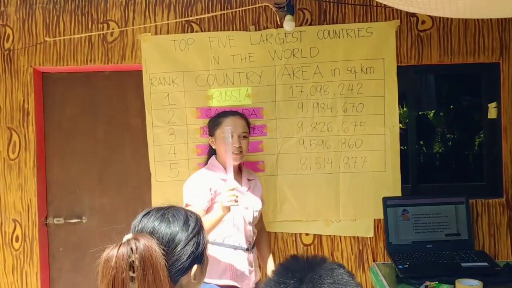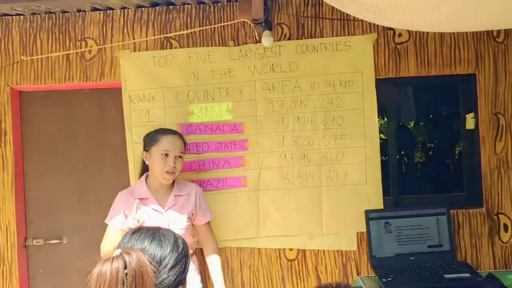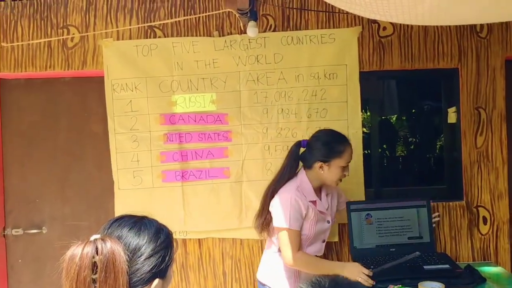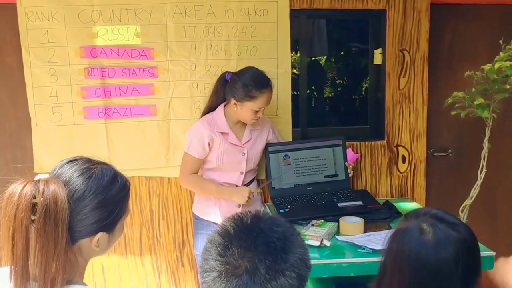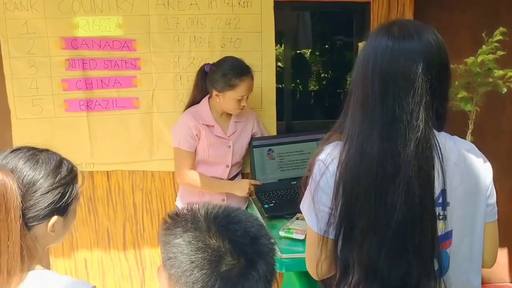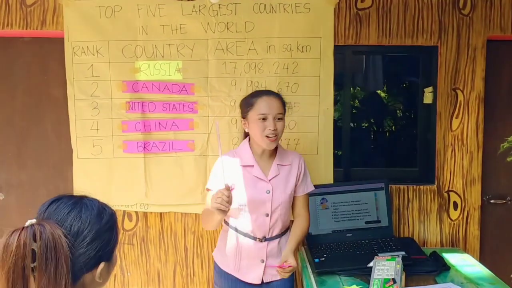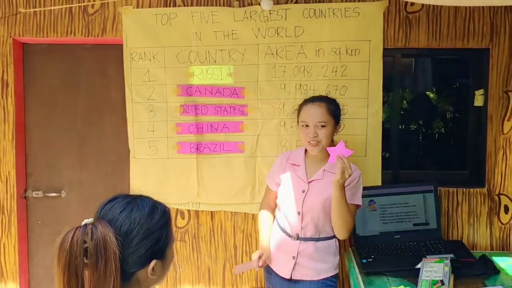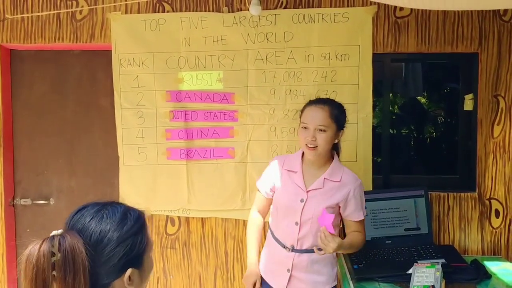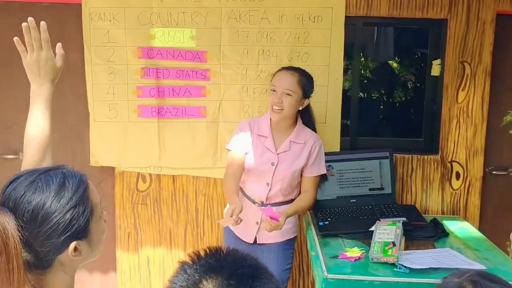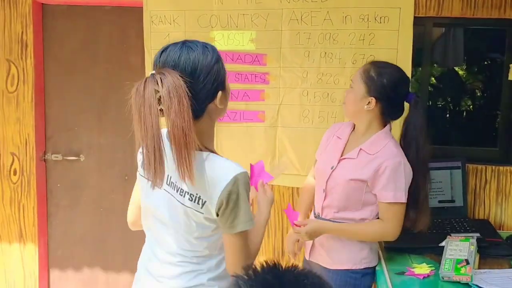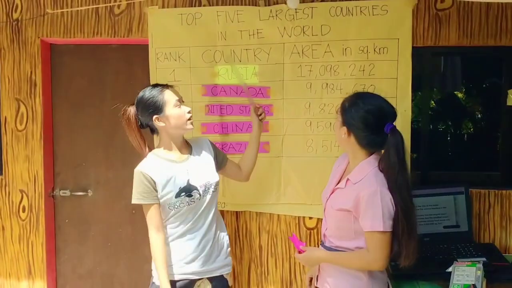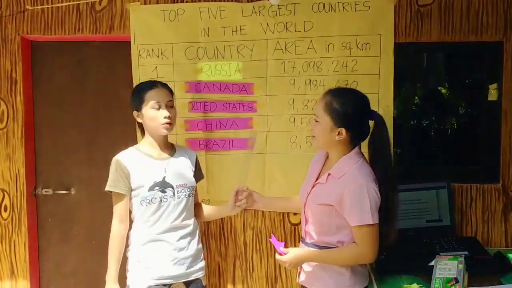Yes, ma'am. And now, let's proceed to our question number 2. Can you read, Baby Jean? What are the column headers in the table? Who wants to answer will receive the star. Okay, Mary Jane. The column headers are rank, country, and area in square kilometers. Okay, thank you, Mary Jane.